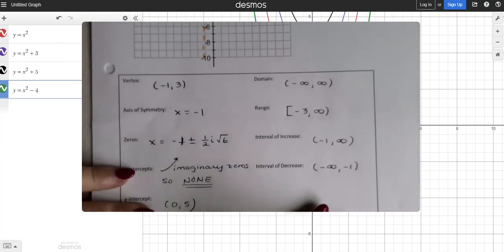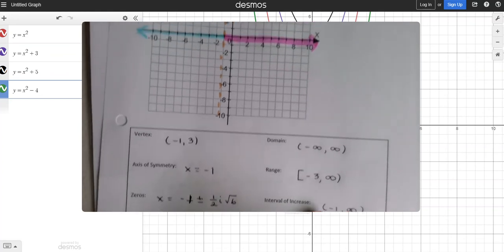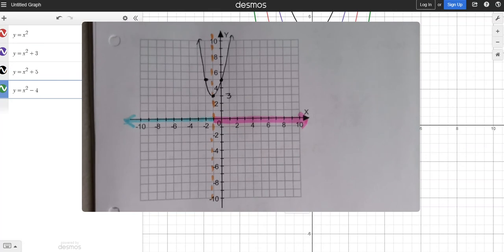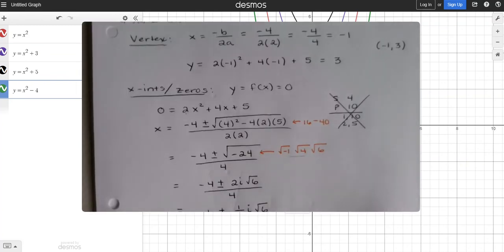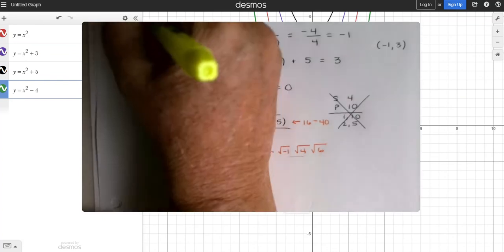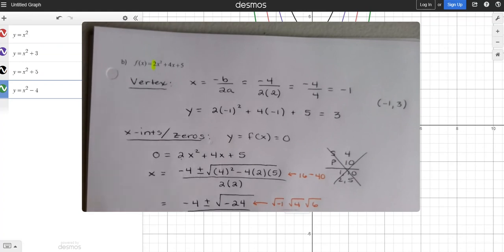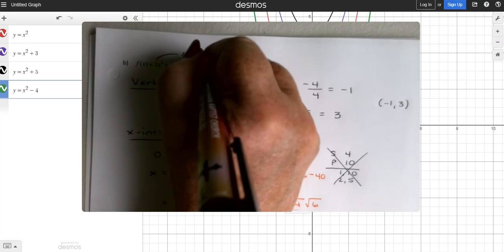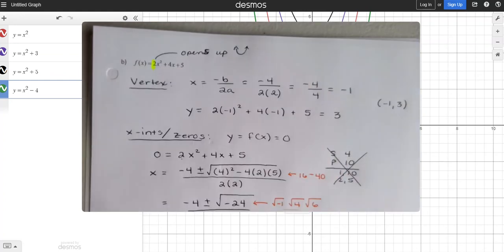All right, I want to just mention one other thing here. Could you have predicted that this graph would have no x-intercepts even before you did the quadratic formula? I would suggest we actually could have. As soon as we saw this positive leading coefficient, right, we knew that we had that standard opening up parabola. Basic shape's going to look like that.